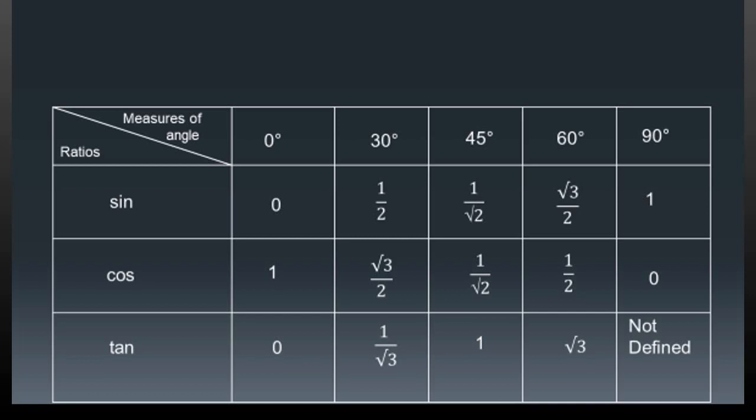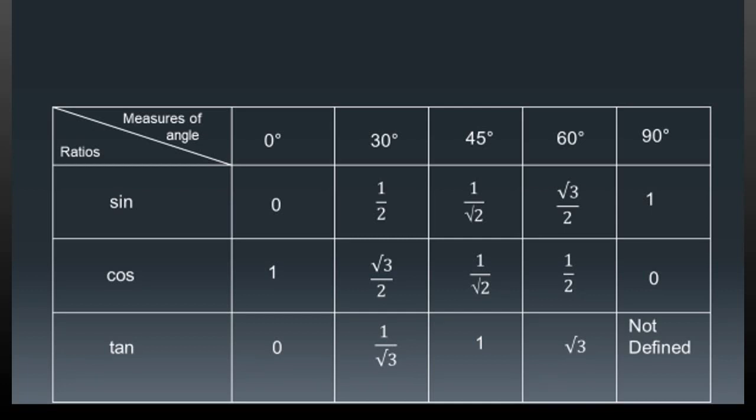Last is tan. Tan 0 degree is 0. So tan is basically the ratio of sine upon cos. If we take sine divided by cos, we get 0 divided by 1, which is 0. So tan 0 degree will be 0. Again, tan 30 degree is equal to sine 30 degree upon cos 30 degree. So it will be 1 upon 2 divided by root 3 upon 2, which is equal to 1 upon root 3. So tan 30 degree will be 1 upon root 3.